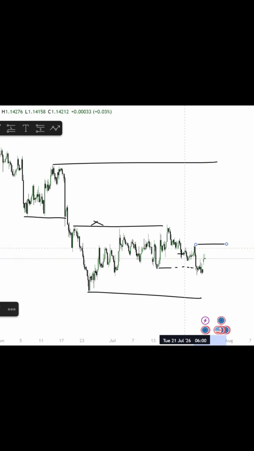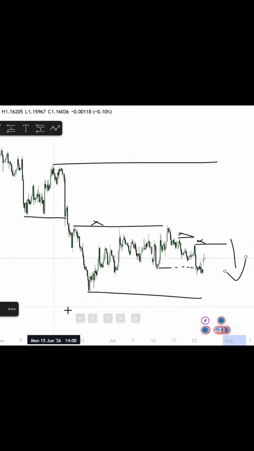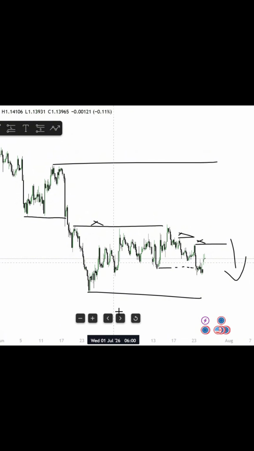And if we see a retracement up towards points of liquidity like these, we could then look for that next short towards the downside to start targeting that week's swing low.